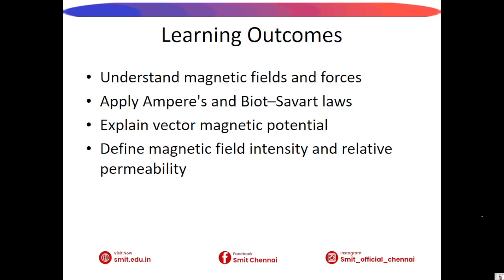Next we see about the learning outcomes. At the end of this lecture, students should be able to explain the force experienced by charged particles in a magnetic field, apply Ampere's and Biot-Savart laws for magnetic field calculations, understand the significance of vector magnetic potential and define magnetic field intensity and relative permeability. These concepts are important for both theoretical understanding and engineering applications.